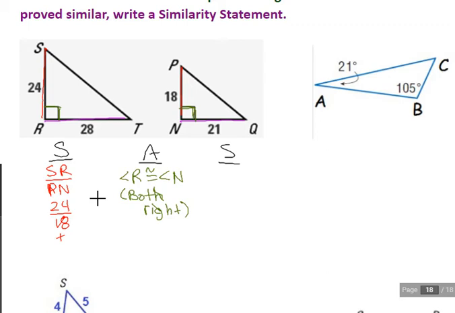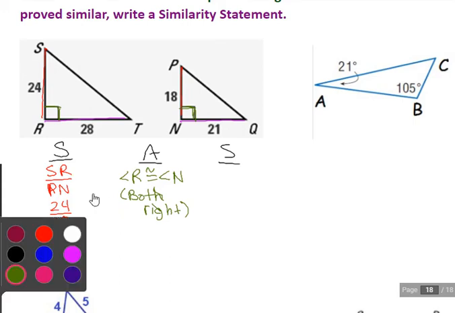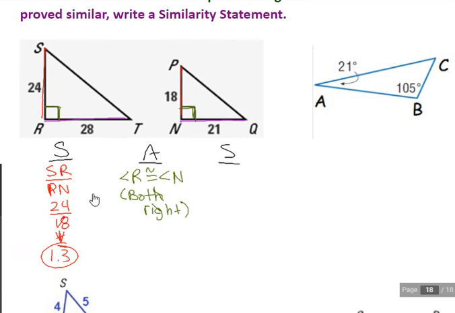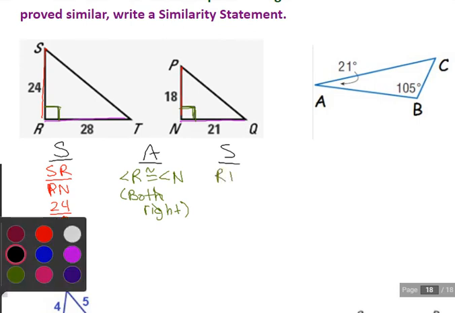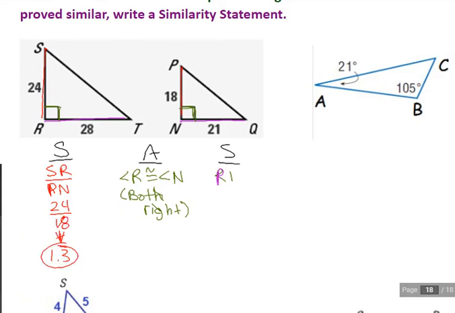We went large over small, so this has got to be RT over NQ, or 28 over 21. 28 divided by 21. If it's 1.3, we're in business. Otherwise, it's not going to be similar. Oh, but look at that. It's going to be 1.3. And so we met side angle side, two proportional side lengths with the angle in between.